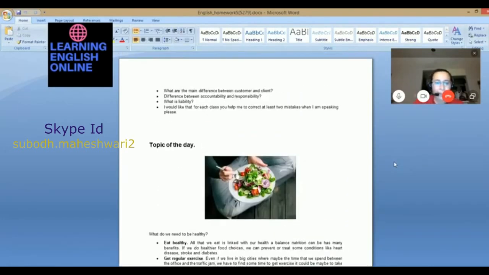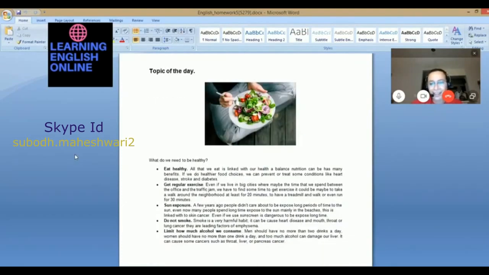Okay. What do we need to be healthy? I did my research on this topic, and in this article, some doctors said that it's very important that we eat healthy as a first point. Can I say? Yes. All that we eat is linked with our health. A balanced nutrition has many benefits.